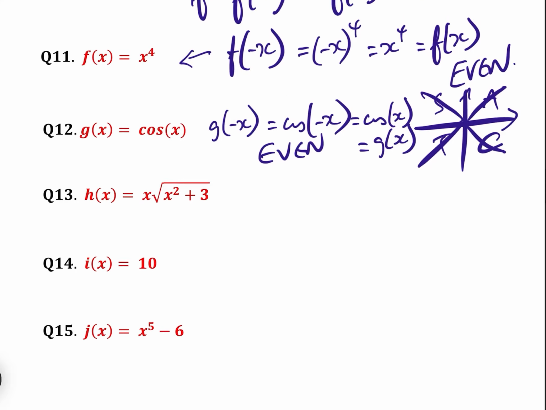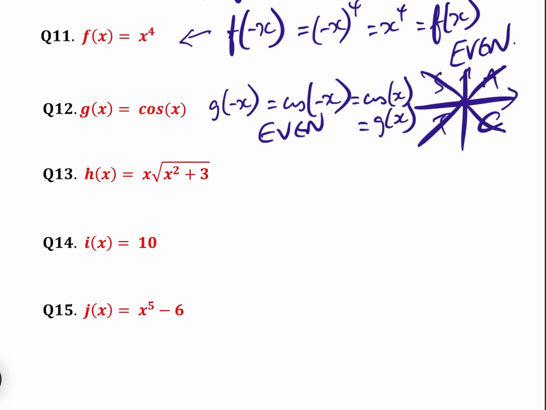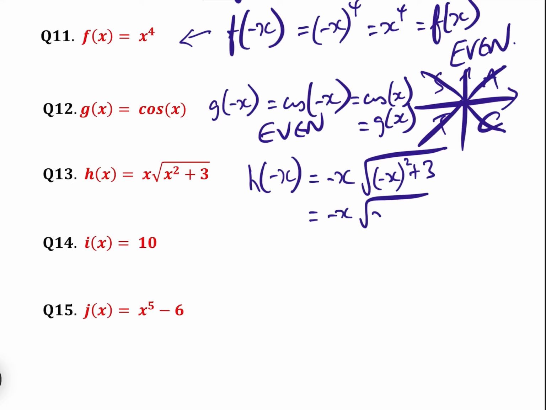Okay, let's have a look at question 13. So we have to look at h of minus x. So all we need to do is replace x by minus x. That's minus x root minus x squared add 3. Well, minus x squared is just x squared. So that equals minus x root x squared add 3, which equals minus h of x. And so therefore, this function is odd.